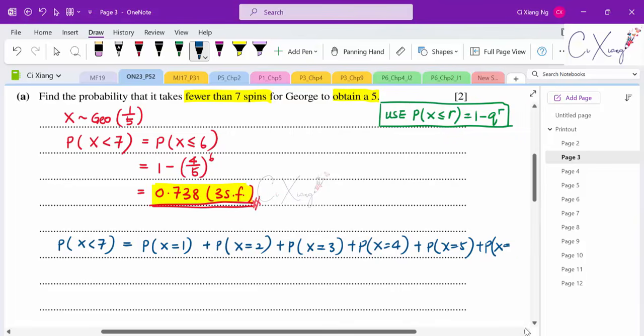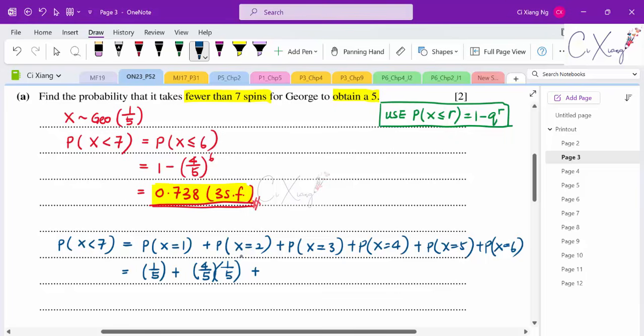So you can see that the step becomes much longer if you are not able to remember the formula here. Okay, then what is the probability for x equals to 1? That means when you throw for the first time, you already get the 5. So it should be 1 over 5. When x equals to 2, that means first throw, you don't get the 5. So it should be 4 over 5. You get some other value. Then after that, for the second throw, you get 1 over 5.